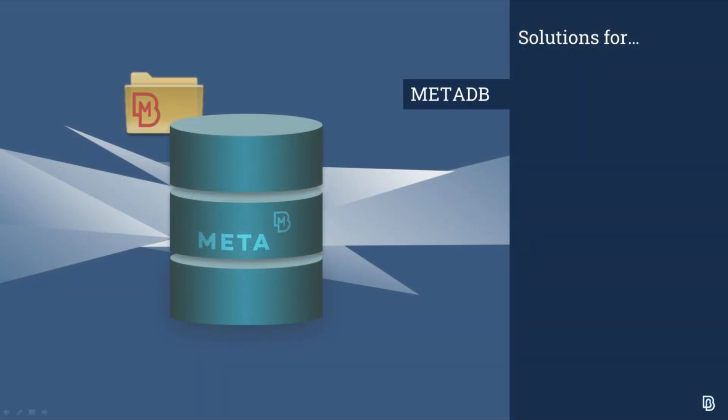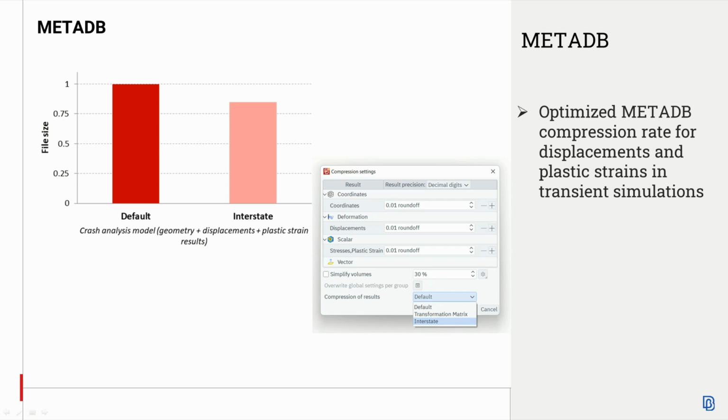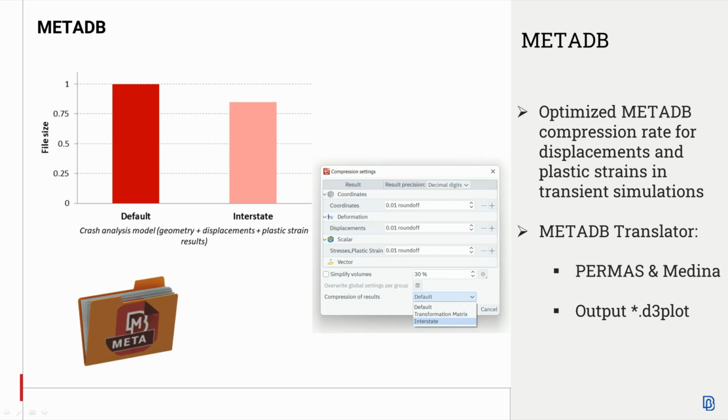Heading over to enhancements on MetaDB. A new algorithm for the lossy compression of MetaDB has been implemented. This algorithm takes into account the changes between consecutive states and is applied to displacements and plastic strains. It is best suited for crash analyses, allowing to achieve a greater level of compression. In addition, the MetaDB translator now supports results from Permas and Medina. Further to that, D3 plot files can be exported from MetaDB files.